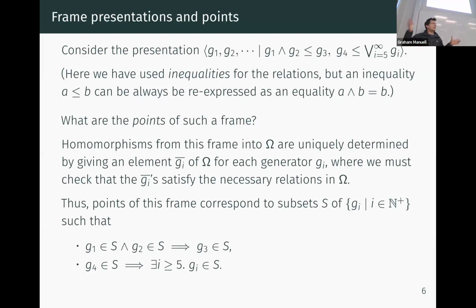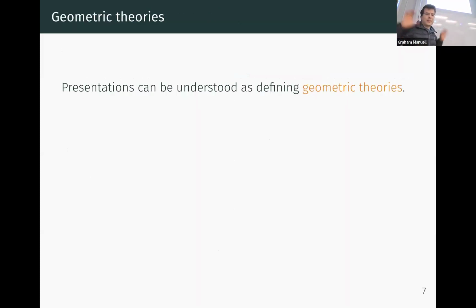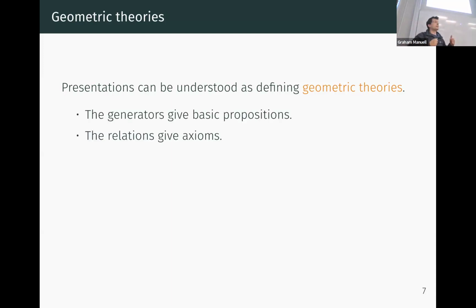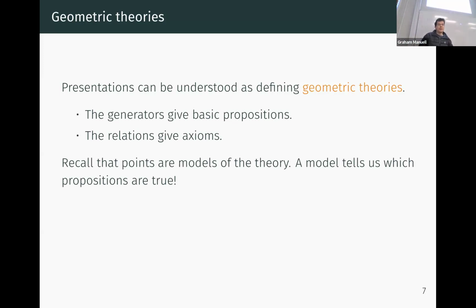And you can think of this as defining some kind of theory. And that's actually what we have on this next slide. So the presentation you can think of as defining what's called a geometric theory. We spoke about geometric logic last week. So we can have certain basic propositions, we can have certain axioms, and you can imagine defining some kind of theory in geometric logic. So the generators are these basic propositions, the relations are the axioms. And we also spoke a little bit last week about how points somehow correspond to models. So points are going to be models of this theory. So the model will tell us which of the propositions actually are true.